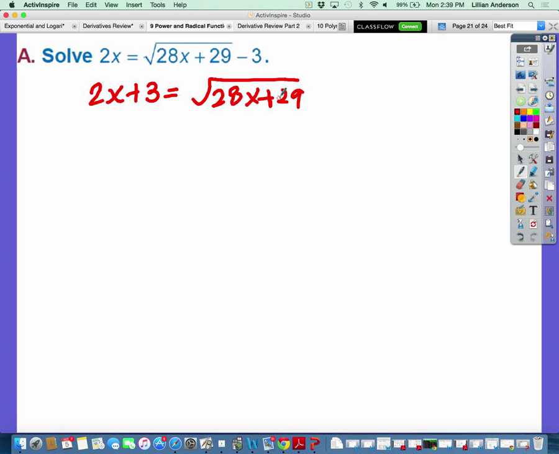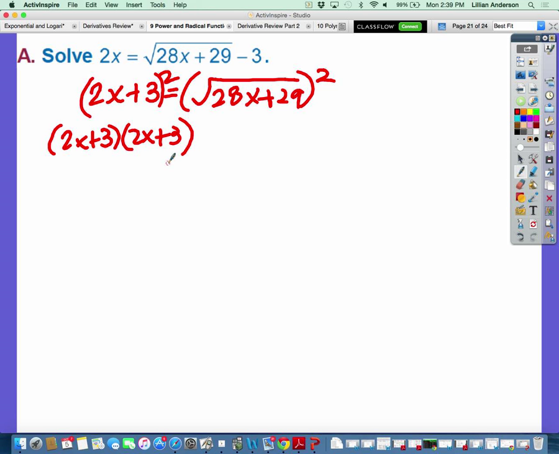And now that your radical is by itself, we square both sides. Now be very careful, because when you square the left side, what do you actually have to do? FOIL. I distribute that square with FOIL. So, 2x plus 3 times 2x plus 3, 4x squared.